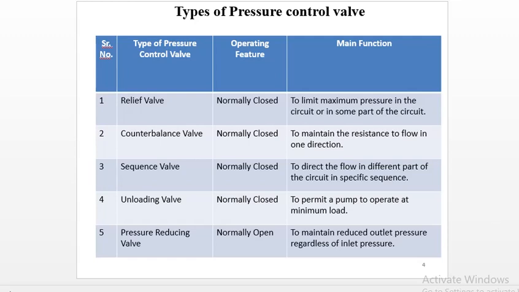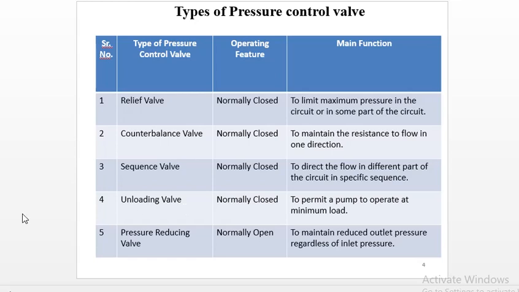So if you remember this table and these two basic principles, then you will get a clear idea of what is meant by diverting the high pressure fluid to a low pressure area, and what is meant by restricting the flow to a specific region of the circuit.